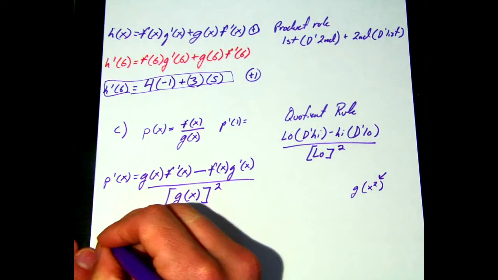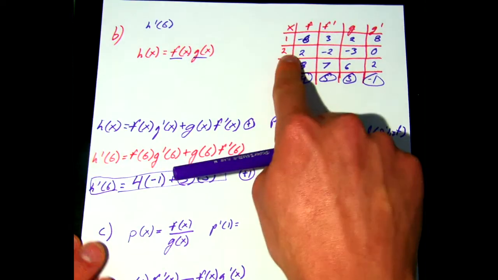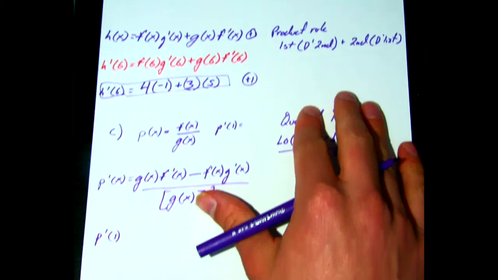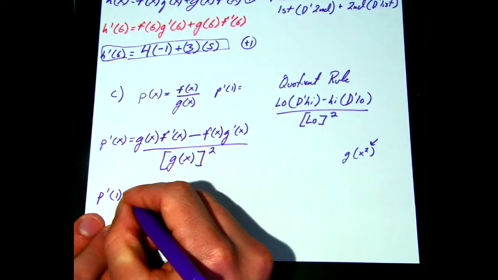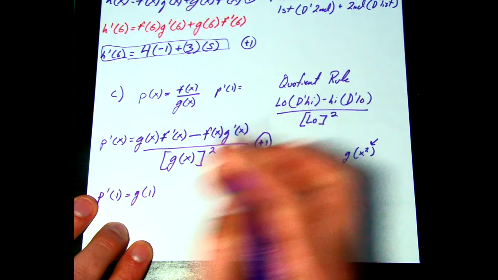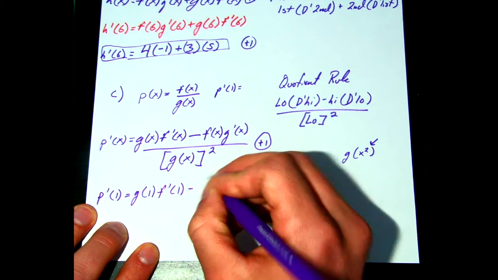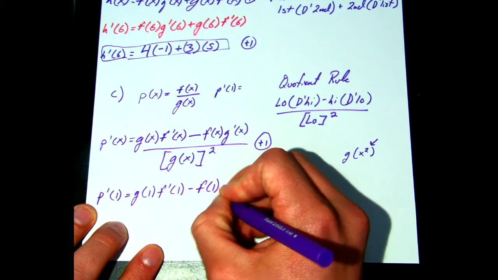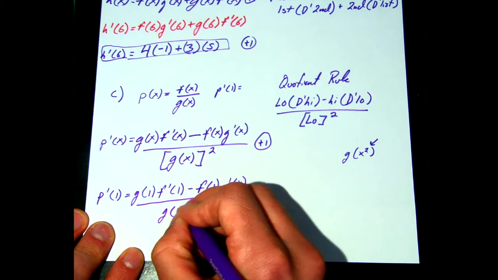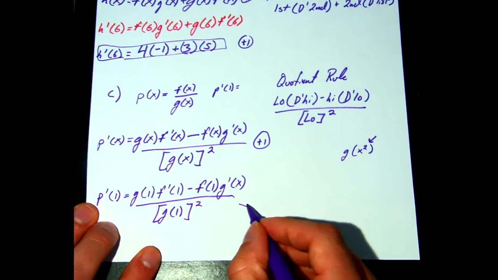All right, so let's do p prime of 1. I'm going to go back up to my table. Here are all the values I'm going to use in the first row. You probably won't be able to see it, but you can follow along on your Google Doc. So I got g of 1. Oh, sorry, and you get 1 point just for doing the derivative. g of 1, f prime of 1 minus f of 1, g prime of 1, all over g of 1 squared. Looks like I'm going to run out of room, so I'm going to go over here.